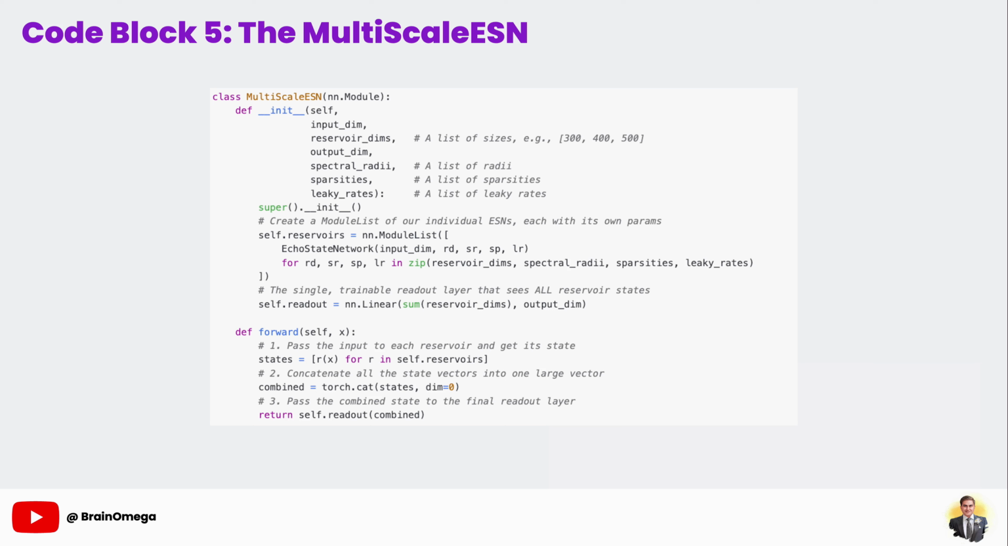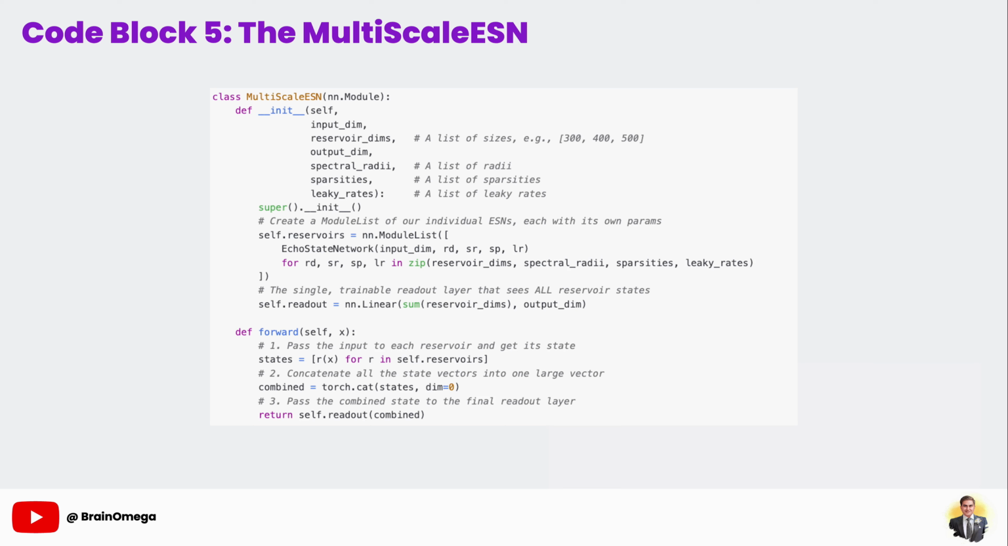Now, let's see how simple the code for the multiscale ESN is now that we've done all the hard work in our base EcoState network class. This multiscale ESN class is essentially a manager for our team of reservoirs. In the init method, instead of single hyperparameters, it takes lists: a list of reservoir dims, spectral radii, sparsities, and leaky rates. It then uses a list comprehension to create multiple EcoState network instances, one for each set of parameters, and stores them in an nn ModuleList.